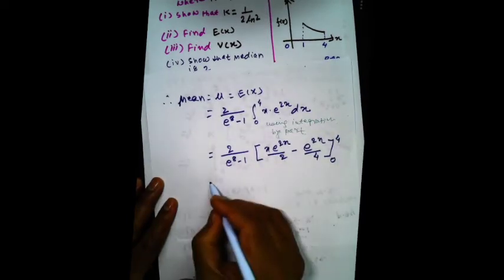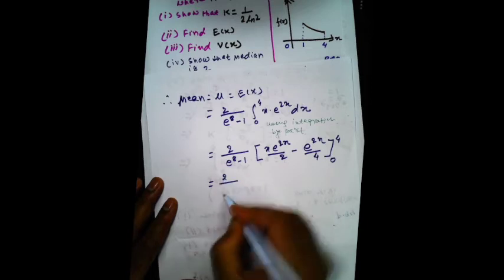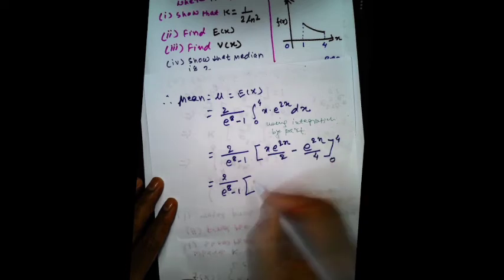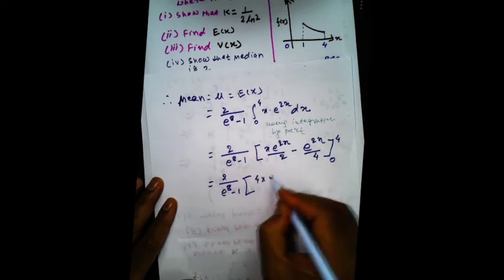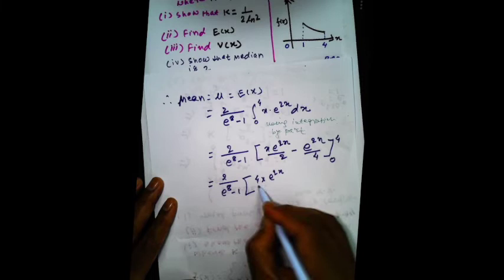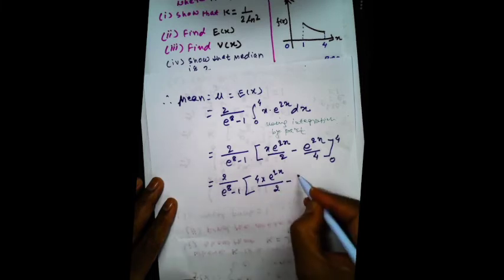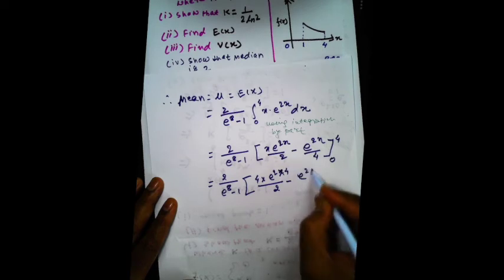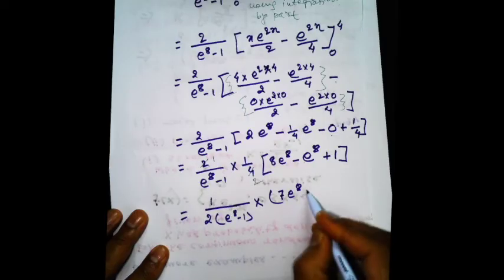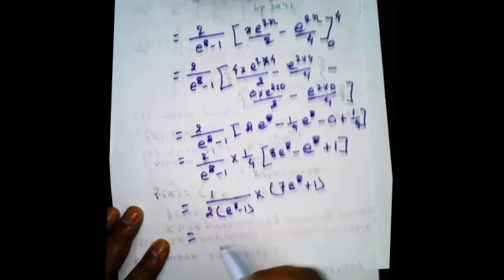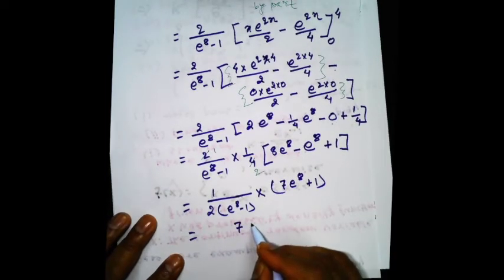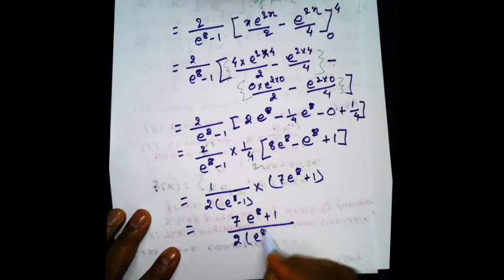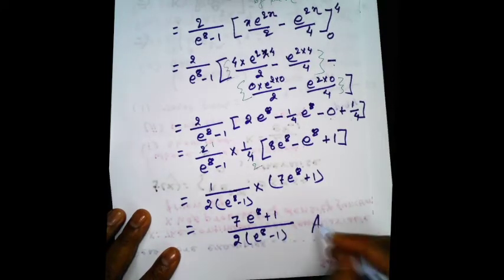Now let's put in this value. This is 2 over e to the power 8 minus 1. Now first we put the value 4, so it is 4 times e to the power 2x over 2 minus e to the power 2x, meaning 2 times 4, and here also e to the power 2 times 4 divided by 4, and then we are left with plus 1. Finally we can write 7 times e to the power 8 plus 1 over 2 times e to the power 8 minus 1, and this is the exact answer.